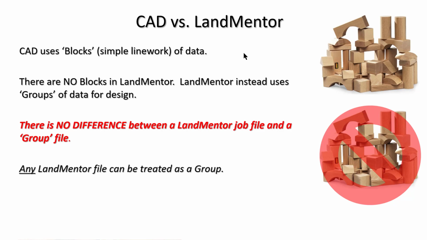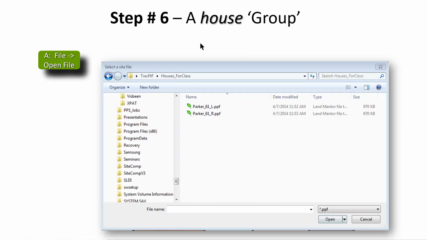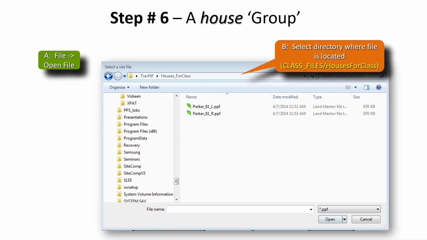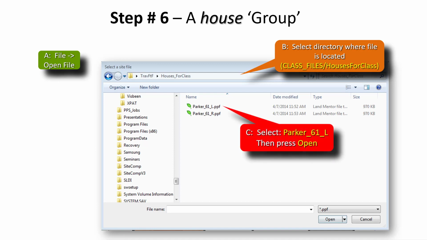For example, if you have a regional map and you want to bring in an entire development into that map, it's simply a group, but we're going to use it for architecture in this example. You'll press File and Open File, and then in your class directory, there's another directory, Houses for Class. Click on that to get into where these homes are. And you'll select Parker 61_L.